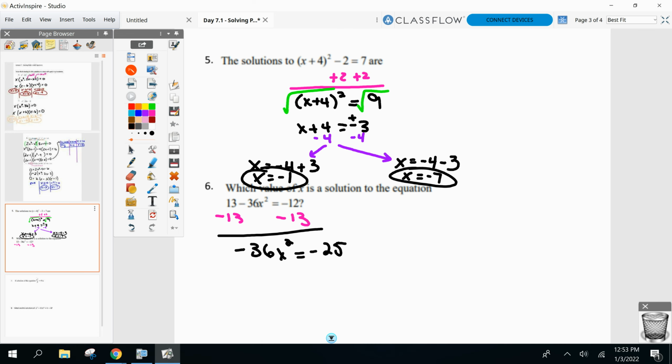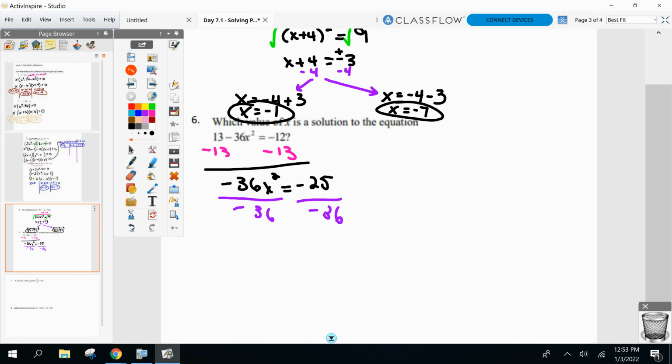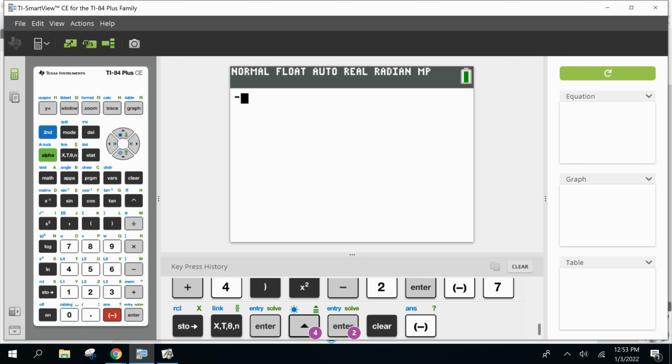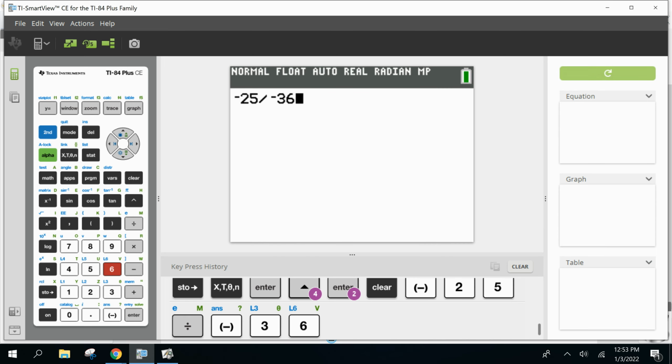Next up. It's being multiplied, so divide by negative 36. Yep. Oh, that is not looking nice. Let's go to my calculator. Negative 25 divided by negative 36.